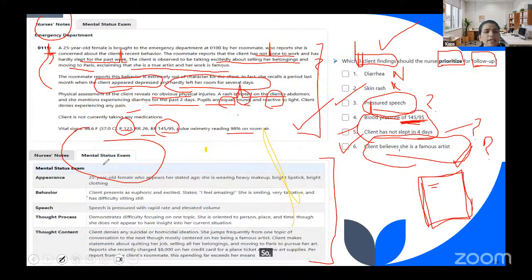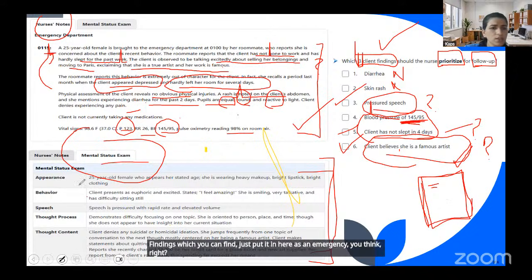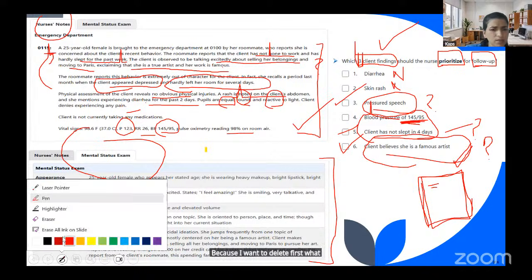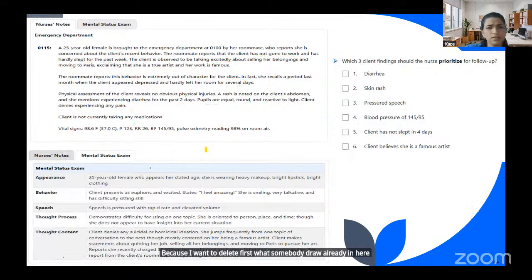So in the mental status examination, when you read this, again, find 2, 3 findings and put them in here as an emergency, you think, right? So let's delete the rest of the findings first. Give me 1 second. Okay. Because I want to delete first what somebody drew already in here. So hold on. Okay, now you can read it carefully, everyone.